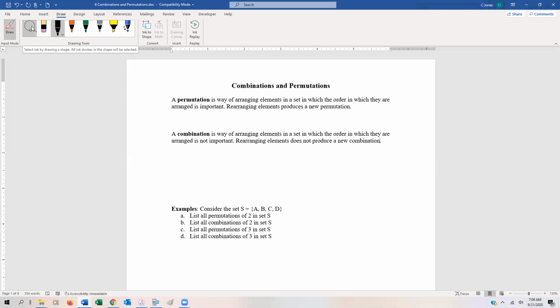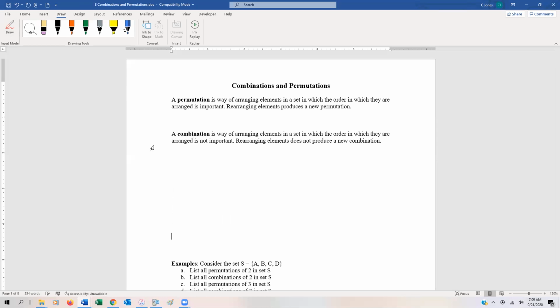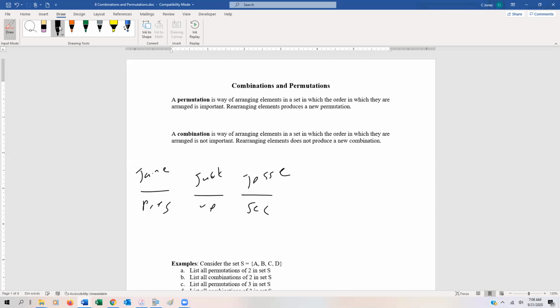All right, so just as an example of the difference between a combination and a permutation, let's say for some reason that you are on some sort of committee, and you're holding three positions. So let's say there's a president, a vice president, and then a secretary. And let's say there's three people: Jane, Jack, and Jesse. If we have three people, this is one permutation.